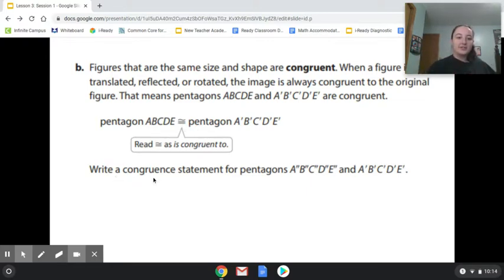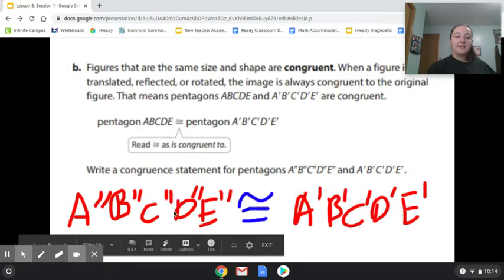So we want to do the same thing to say that our A double prime, B double prime, C double prime, D double prime, E double prime is also congruent to A prime, B prime, C prime, D prime, E prime. So they're all congruent to each other. And we would write that like so. So you write it out, put your equal sign with the little squiggle on top, and then the other part. So that shows that they are congruent to each other.